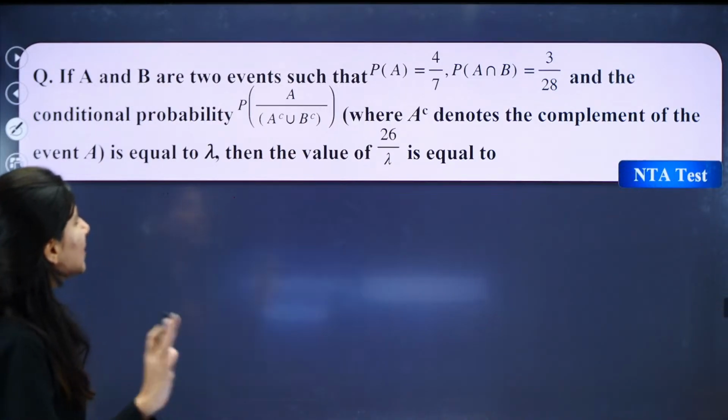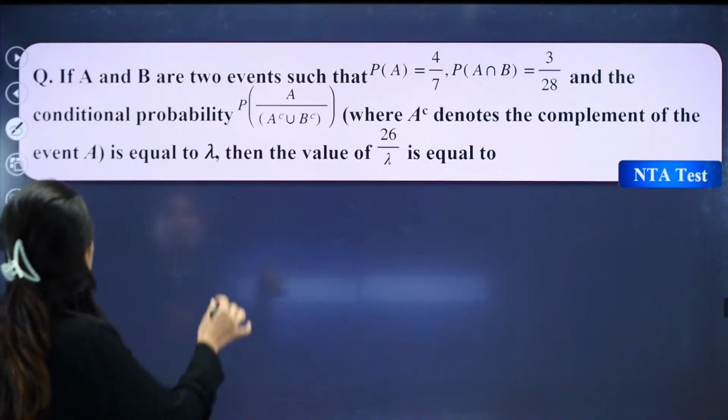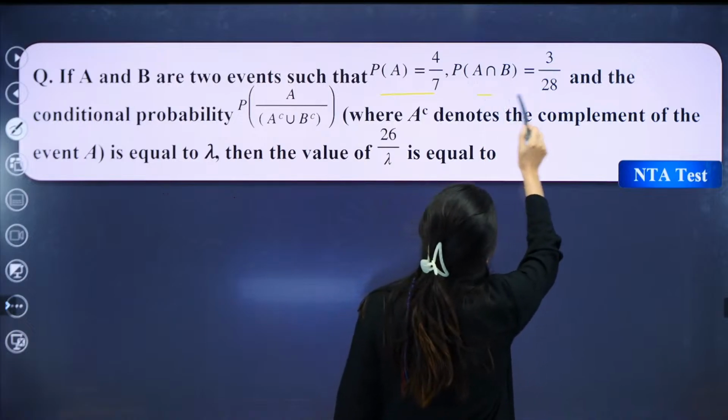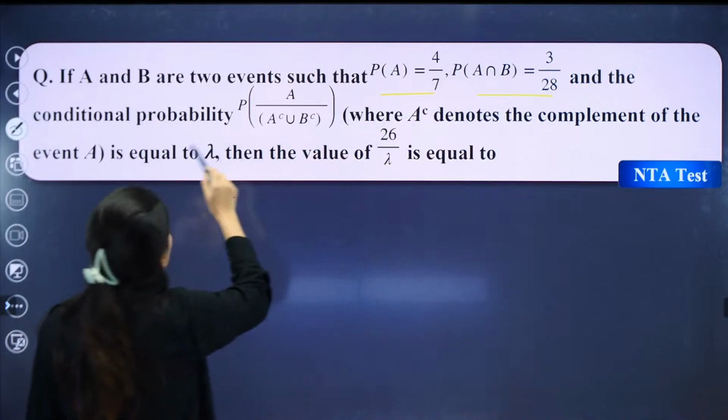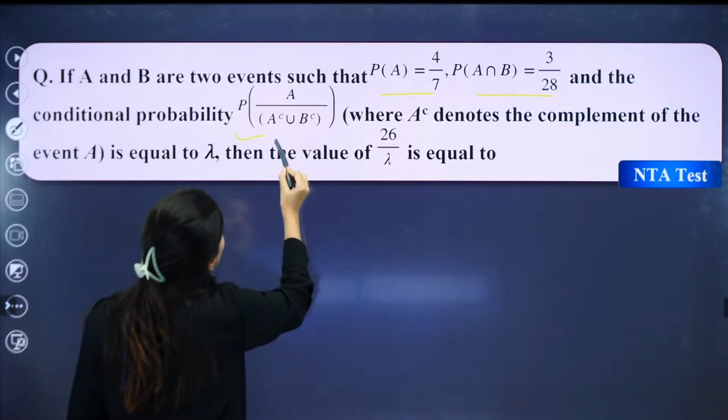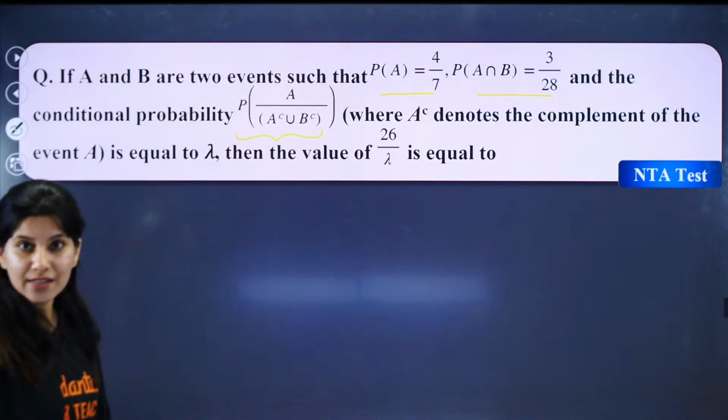So this question can be done absolutely fine. Suppose A and B are two events. The probability of A is given to us, and the probability of the intersection is also given. These two things are given to us, and what they are asking about is a conditional probability.